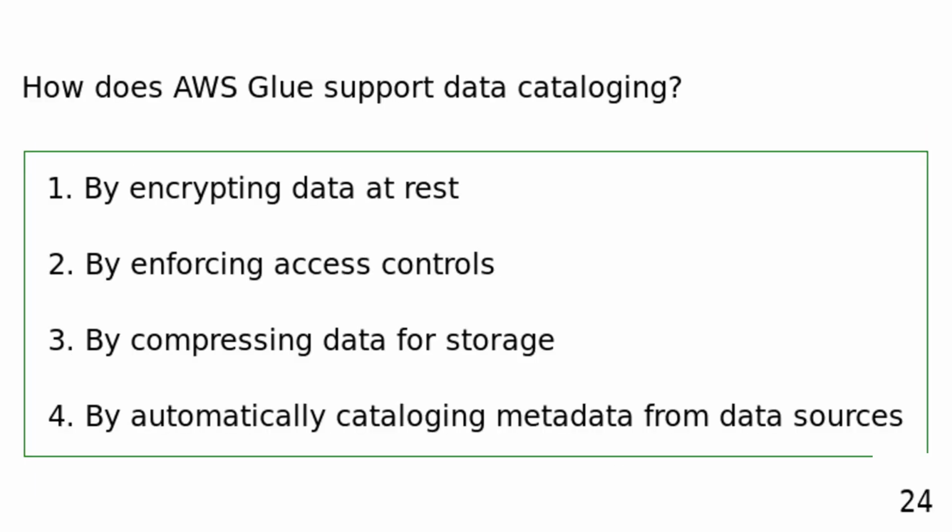How does AWS Glue support data cataloging? By encrypting data at rest. By enforcing access controls. By compressing data for storage. By automatically cataloging metadata from data sources.